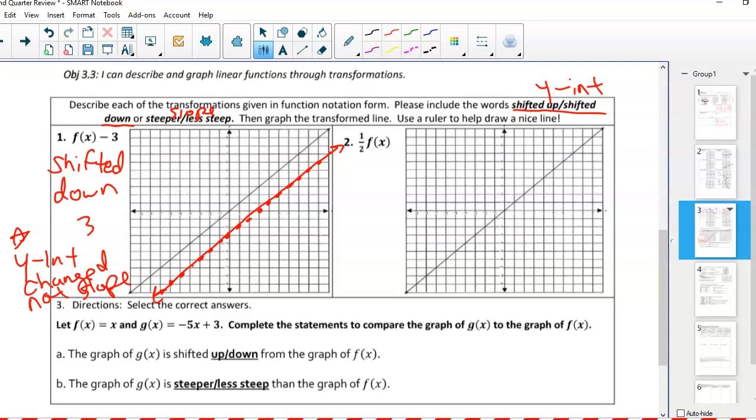For this one, if I am multiplying 1/2 to the entire function, what happened? So it didn't shift, but it got less steep. Because if the number is less than 1, it got less steep. If the number was like 5, it would be steeper. So this one got less steep.